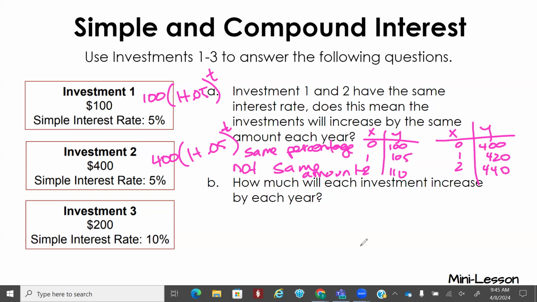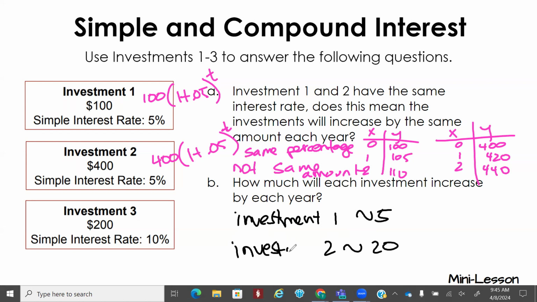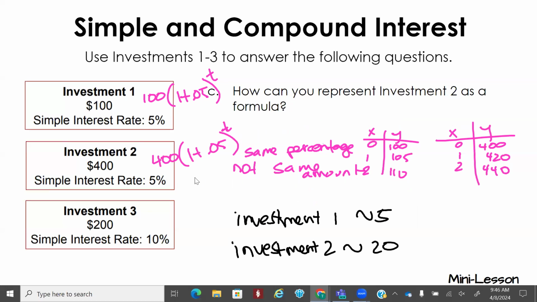So how much will each investment increase by each year? Investment 1 is about $5 each year. Investment 2 is about $20 each year. Okay. Now it's not going to be the exact same amount each year because we're doing percentages. Okay. All right, let's go ahead and look at the next one.